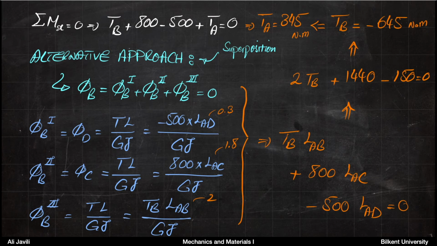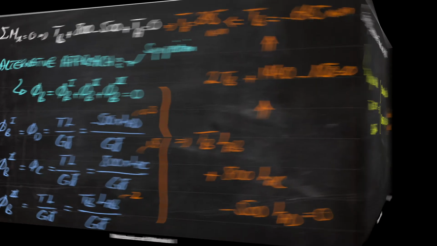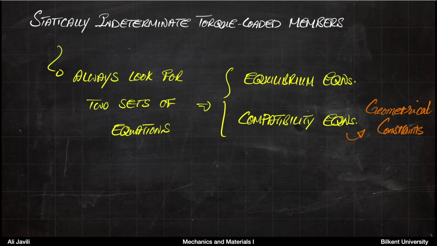But before that, let's look at what we did before again. When you want to handle statically indeterminate torque loaded members, you should always look for two sets of equations. The first one is the set of equilibrium equations, and we combine that with free body diagram. And the second one is to look into compatibility equations. And usually, as I mentioned before, these are geometrical constraints.